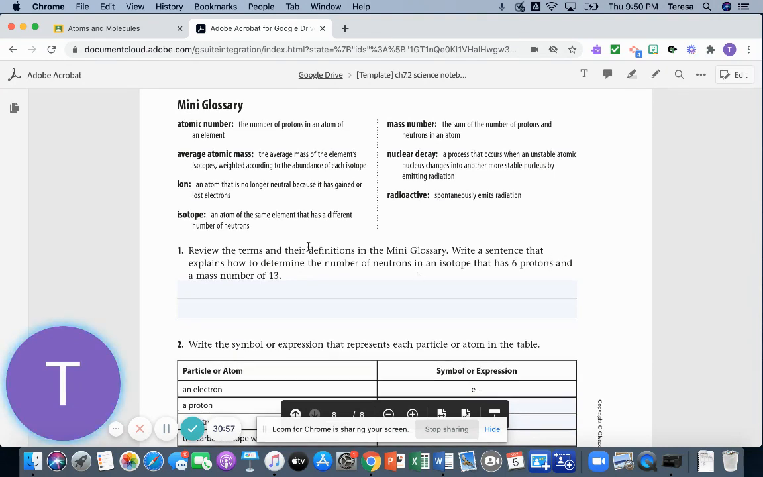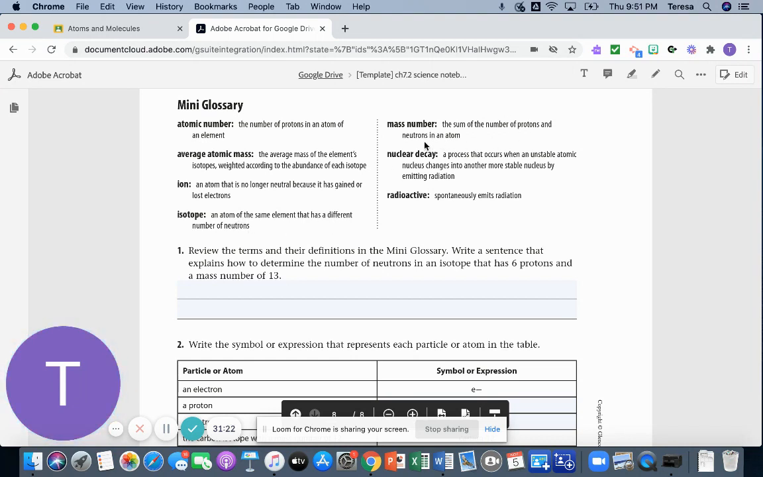Okay, after you read, review the terms and their definitions in the mini glossary. Atomic number, number of protons in the atom of an element. Average atomic mass, the average mass of the element's isotopes weighted according to their abundance. Ion, an atom that's no longer neutral because it's gained or lost electrons. Isotope, atoms of the same element that have different numbers of neutrons.